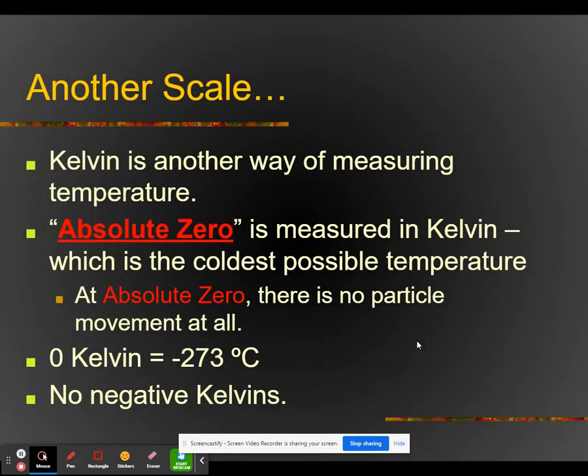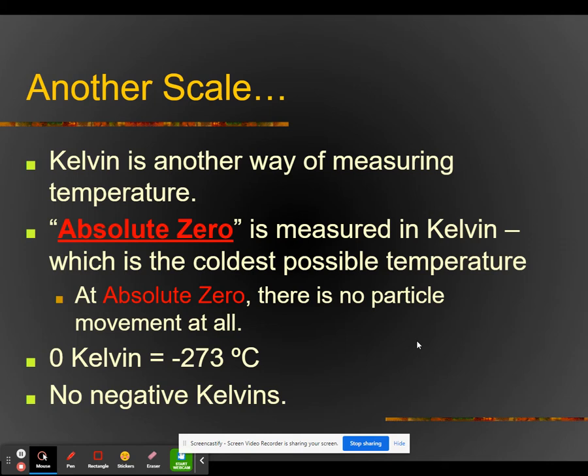Then we've got another scale we need to know about, and that scale is based on a term called absolute zero. The scale is called the Kelvin scale. It's another way of measuring temperature, based on that absolute zero idea. And absolute zero is pretty much exactly what you would think. When you think about what absolute zero might mean, you're probably right. It's the coldest possible temperature.